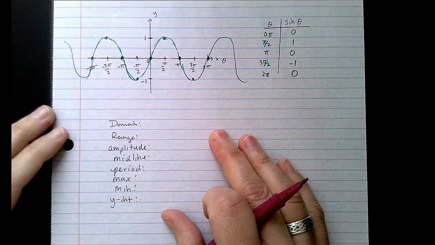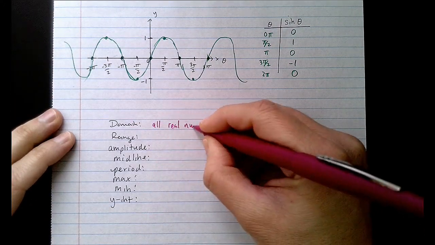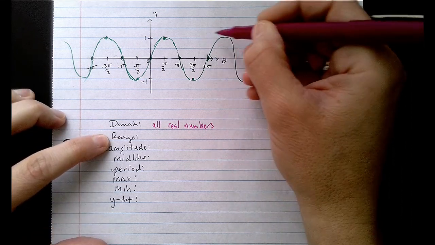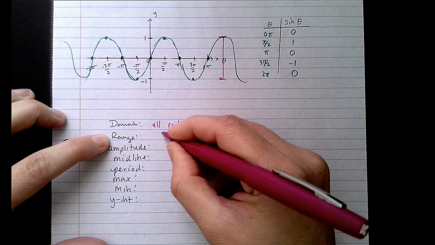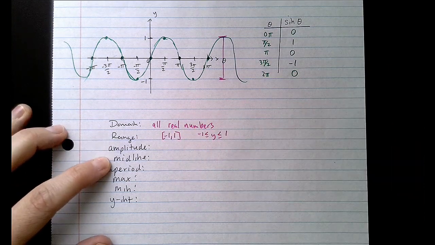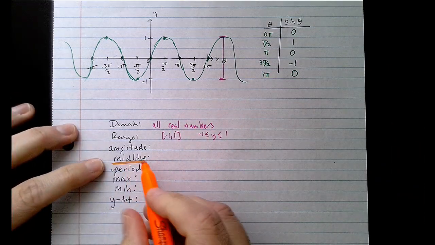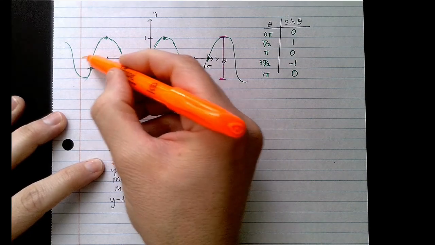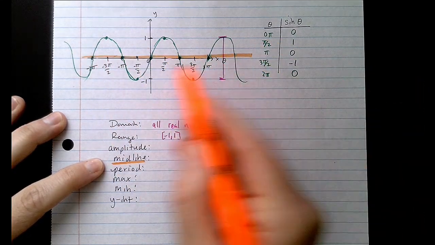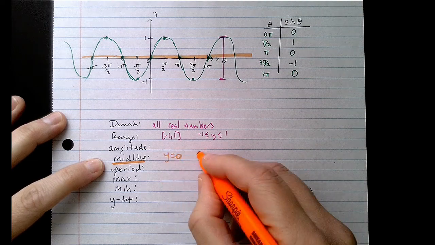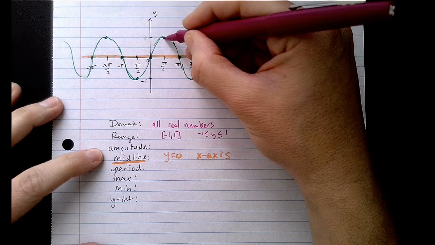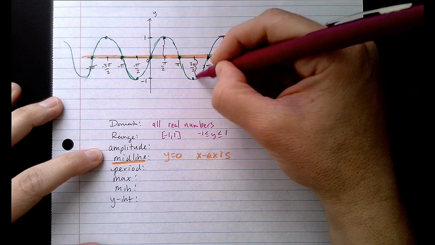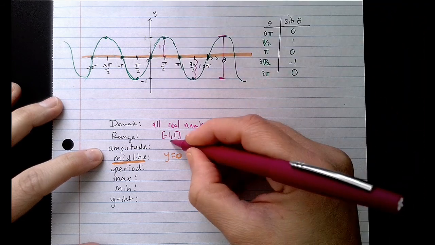The domain of sine is all real numbers. The range, if you notice, is negative 1 to 1. The midline is the x-axis there. So now the amplitude, you can see, is going to be 1.